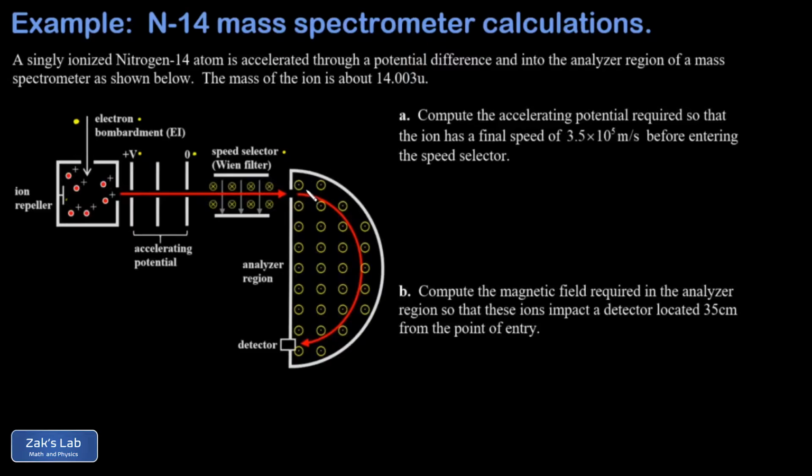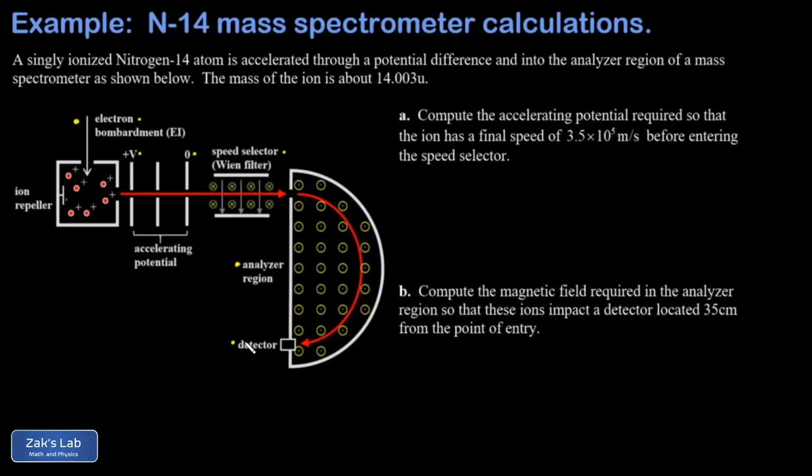Now we have a narrow beam with a very narrow range of velocities entering what's called the analyzer region of the mass spectrometer. The point of this region is to bend the path of those charged particles until they land on a detector. The radius of curvature of those particles depends on their mass, and so knowing all the parameters in this mass spectrometer, you're able to calculate the mass of the particles hitting the detector.